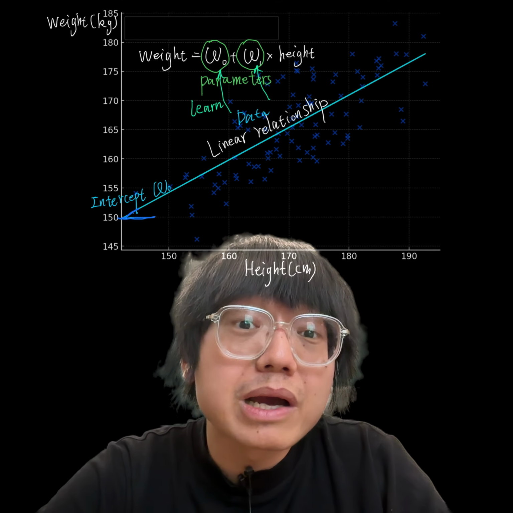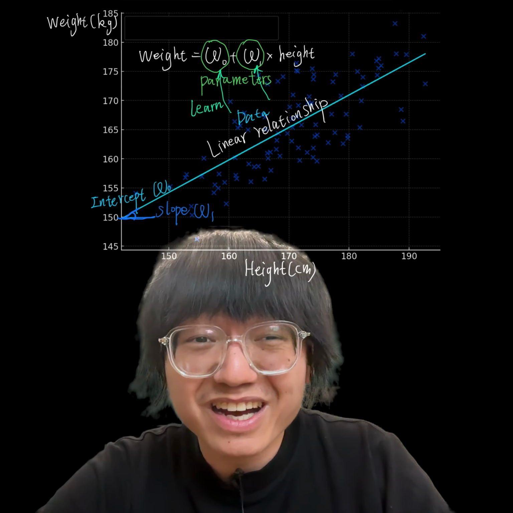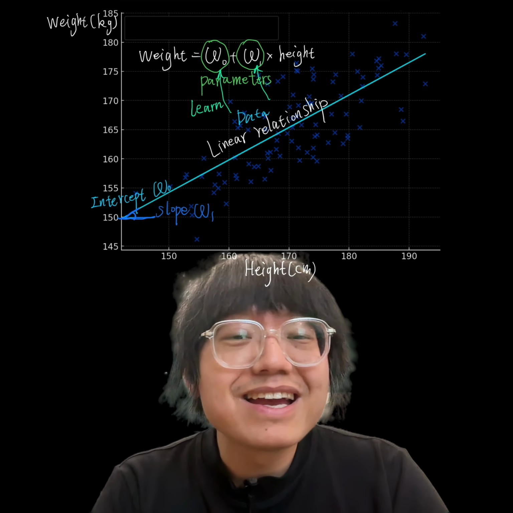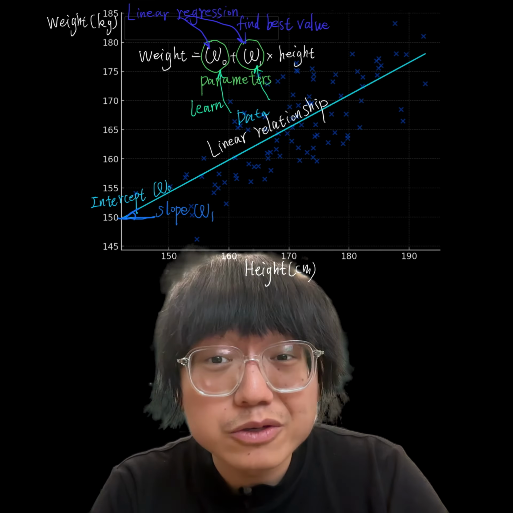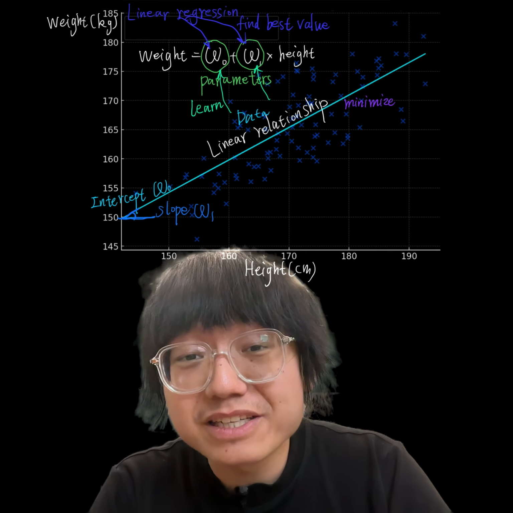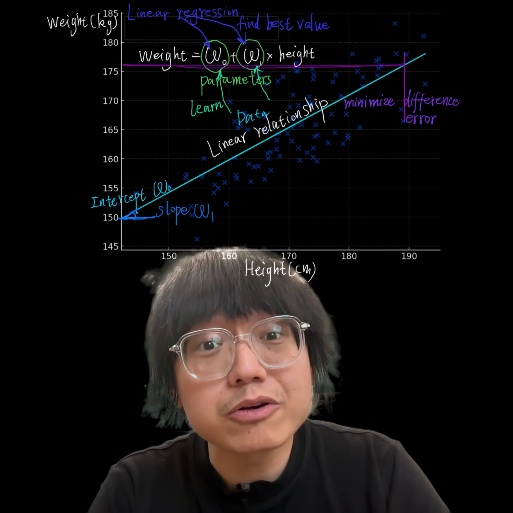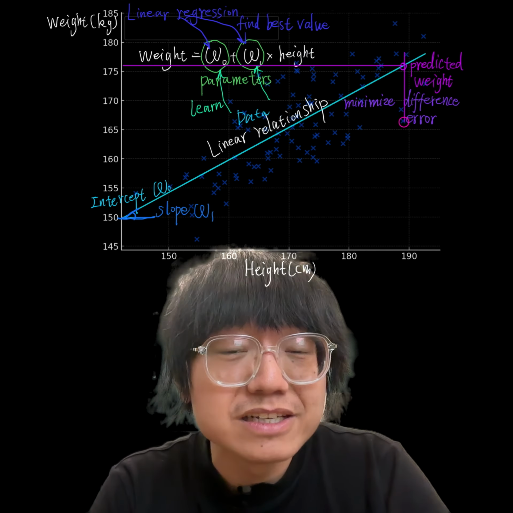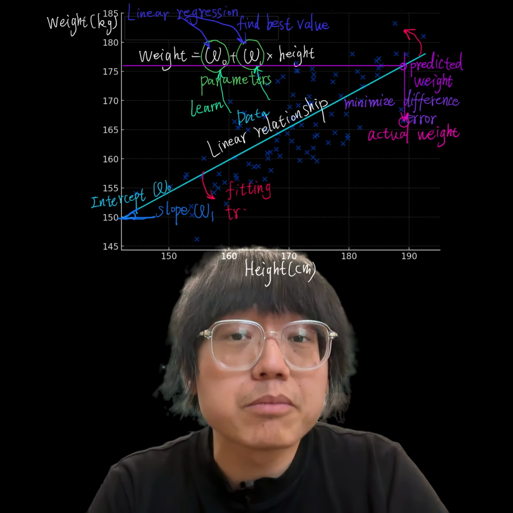And omega 1 is the slope, which indicates that for each centimeter increase in height, the weight increases by omega 1 kilograms. In linear regression models, the primary task is to find the best values for these parameters, omega 0 and omega 1, so that we can minimize the difference, which is the error, between the predicted weights and the actual weights in the dataset. This process is known as fitting or training the model.